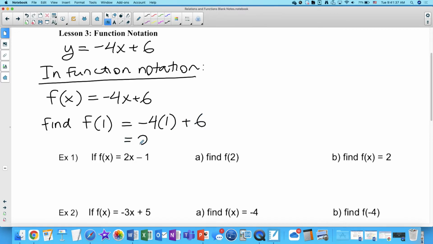1 is the input value, 2 is the output value. You can think of this equation as like a little function machine. So we are going to put in the value 1. It's going to apply a rule to that 1. And the rule is multiply the 1 by negative 4 and then add 6. And then it's going to spit out the output value of 2.